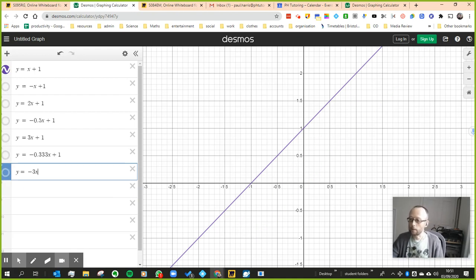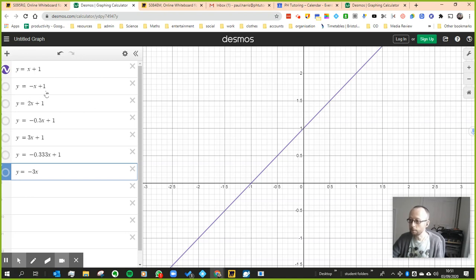So that's one thing, right? If it has the same gradient, it's parallel. The intercept has the same c value, as in from y equals mx plus c. It's going to intercept at the same one. So for example, this one, if I click on that equation there, they both intercept at the same value. So that bit was easy.